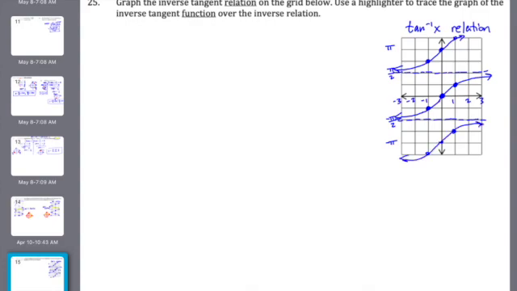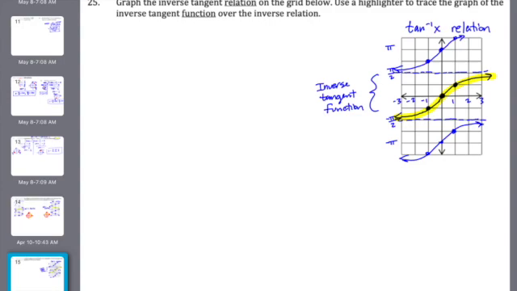All right, but again, this is not going to pass the vertical line test, so we restrict the domain and make just from negative pi over 2 to positive pi over 2 our function. So this portion here is actually our inverse tangent function, and it's with that restricted domain.